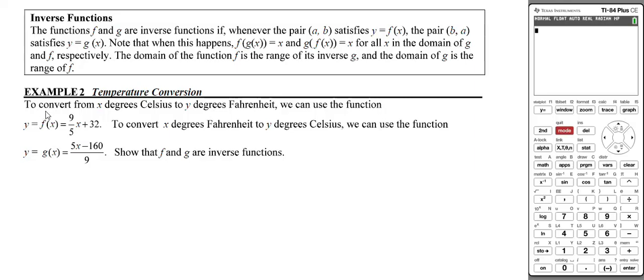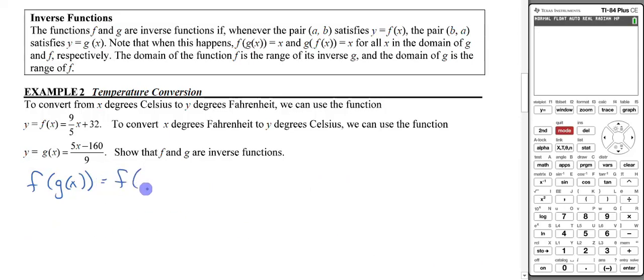In example 2, we have temperature conversion. So when we want to convert from x degrees Celsius to y degrees Fahrenheit, we can use this function. And to convert x degrees Fahrenheit to y degrees Celsius, we can use this function. Our task here is to show that f and g are inverse functions. To do that, we're going to show that f of g of x equals x and that g of f of x equals x. So let's start this process.